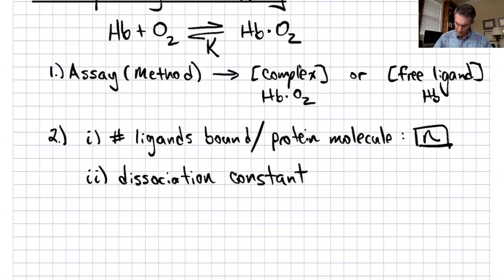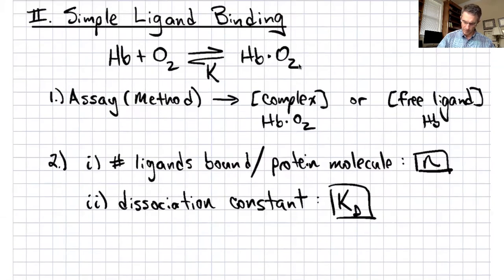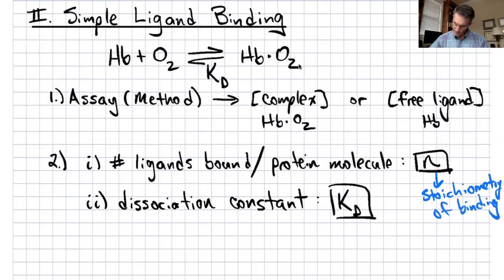Also typically given the symbol K sub D, right? Now, why the dissociation constant? I'll explain in a moment. Okay, so we have to have an assay so we can do the experiment and measure the binding somehow. We need some idea of what we want to measure. Generally, the things we're after in a binding experiment are the amount of ligand bound, which is also sometimes known as the stoichiometry of binding. Let's note that here. And then the binding constant, or the dissociation constant.